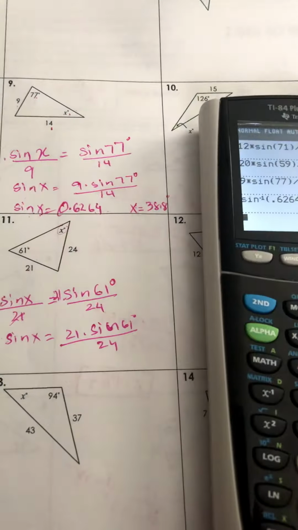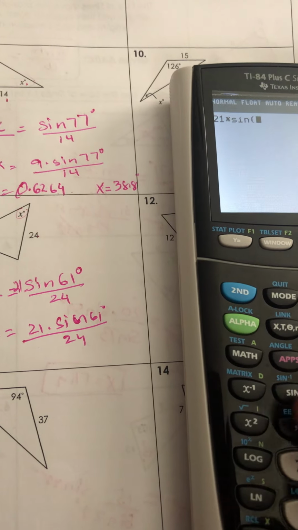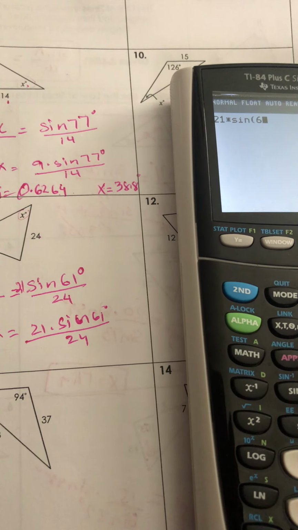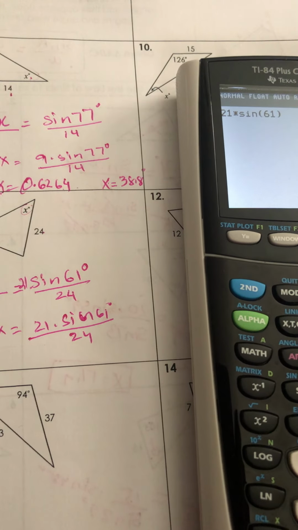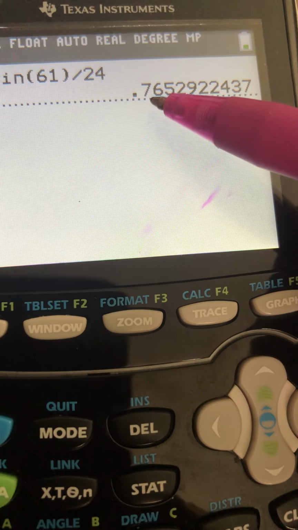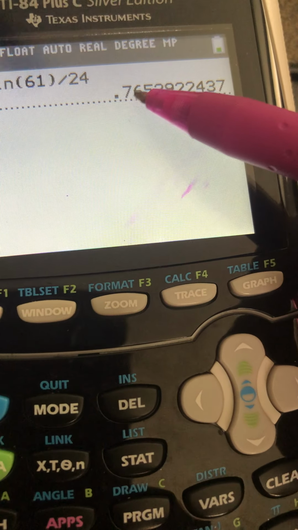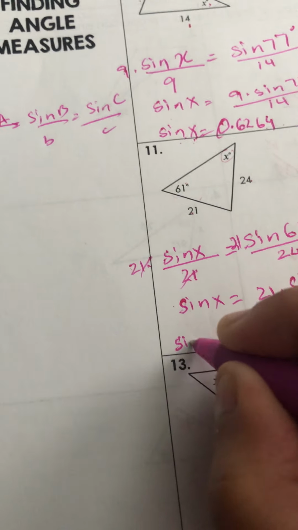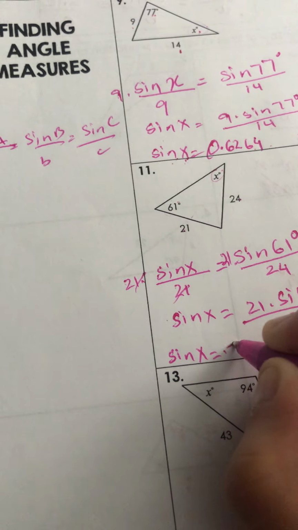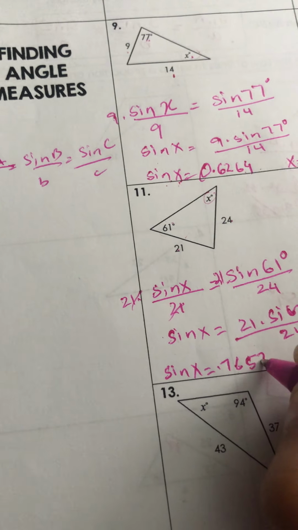I'm going to plug this into my calculator. 21 times sine of 61, close parentheses, divided by 24. I get 0.7. This decimal I have to take to 4 places, 1, 2, 3, 4. So it will be 0.7653 because after 2 it's 9. So I'm going to write sine of x is equal to 0.7653. Sorry, 4 decimal places.